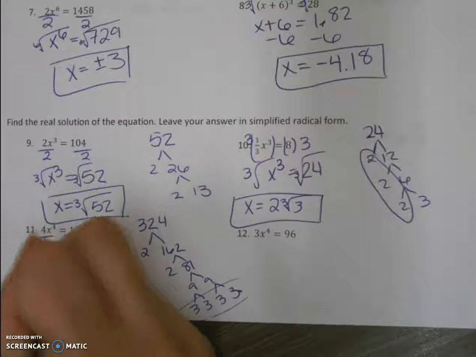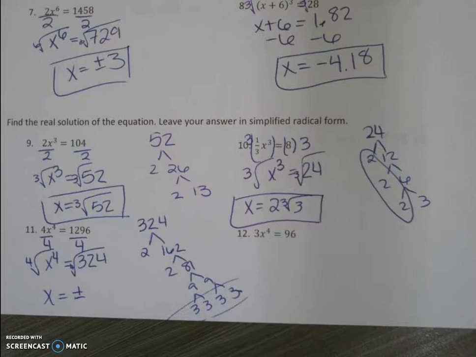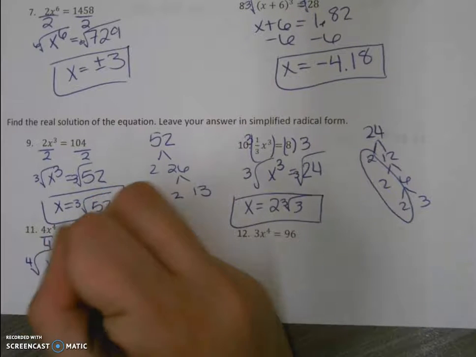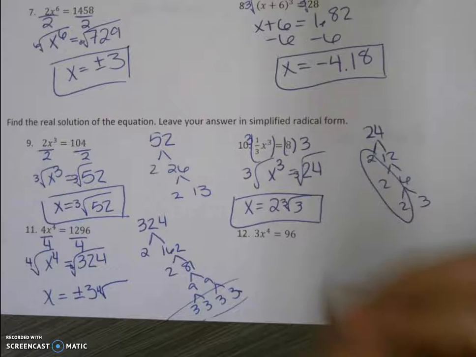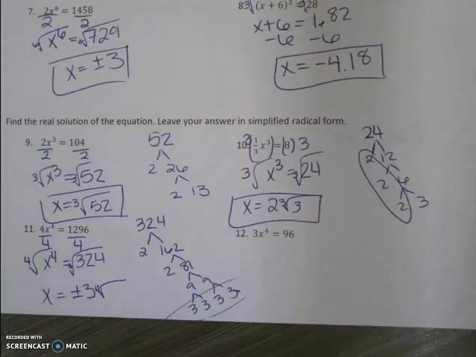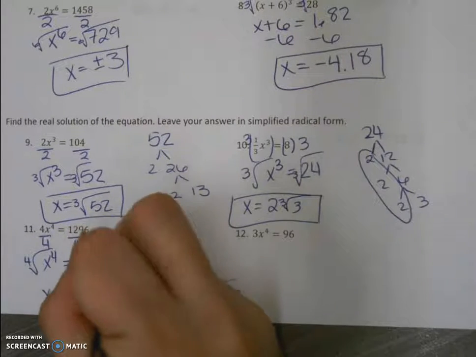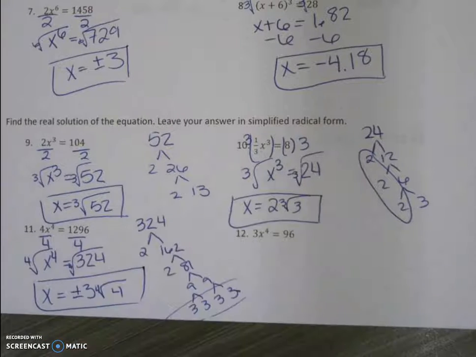So this one's going to be x equals plus or minus, and then the 3 goes there. And then this is the fourth root. And the number on the inside, I have 2 leftover 2's, so I multiply them together. 2 times 2 is 4. And that's my answer.